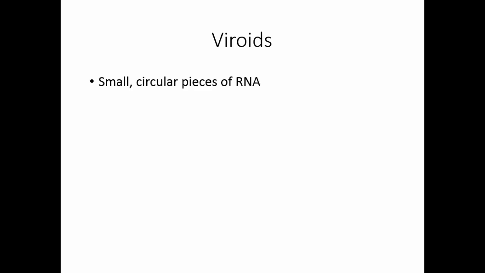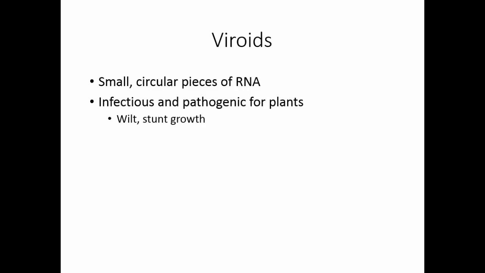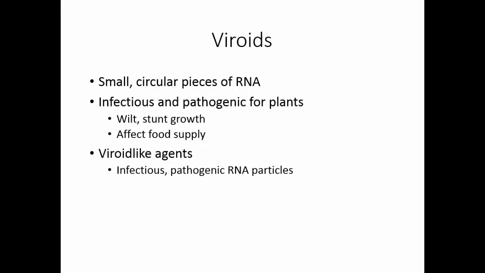Viroids are small circular pieces of RNA that are infectious and pathogenic for plants. They cause things like plant wilt or they stunt growth in plants. They affect our food supply, but so far they have not infected humans. Viroid-like agents are other forms of infectious pathogenic RNA particles that affect fungus. Again, so far we have not seen any crossover into humans.